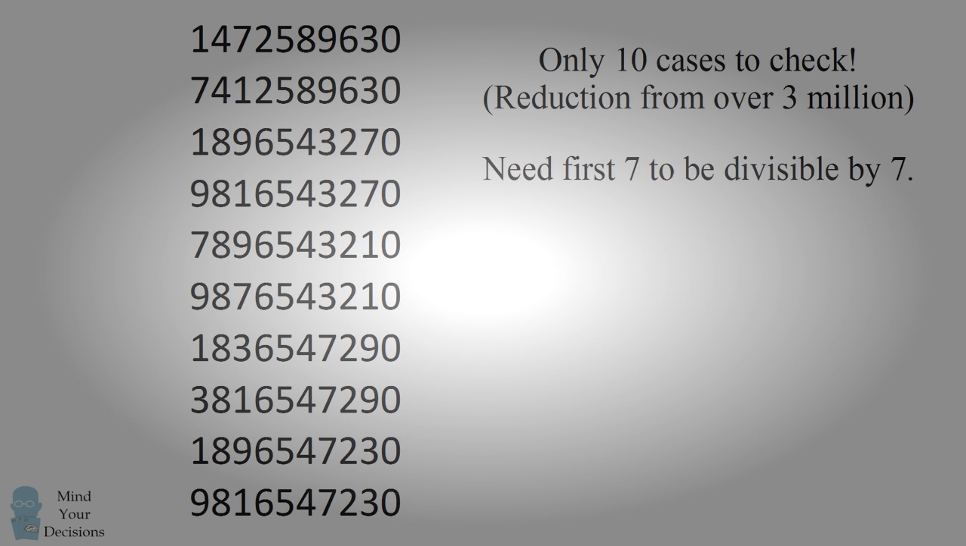Well, we still need the first 7 digits to be divisible by 7. So you could check the first 7 digits, divide it by 7, see which one's divisible, and there's only one number that works. This is 3,816,547,290, and that's our answer.